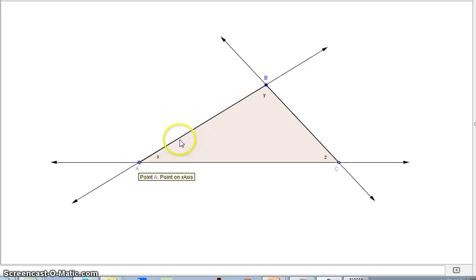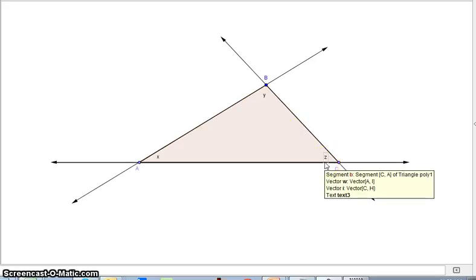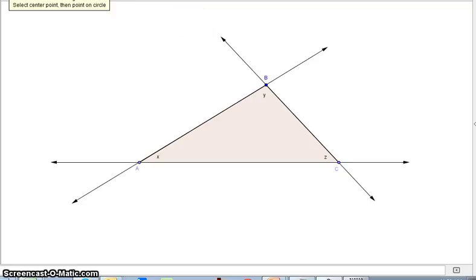We have triangle A, B, C, and we have an angle at A that has a value of X, an angle at B that has a value of Y, and an angle at C that has a value of Z. Go ahead and copy that with a heading for today.